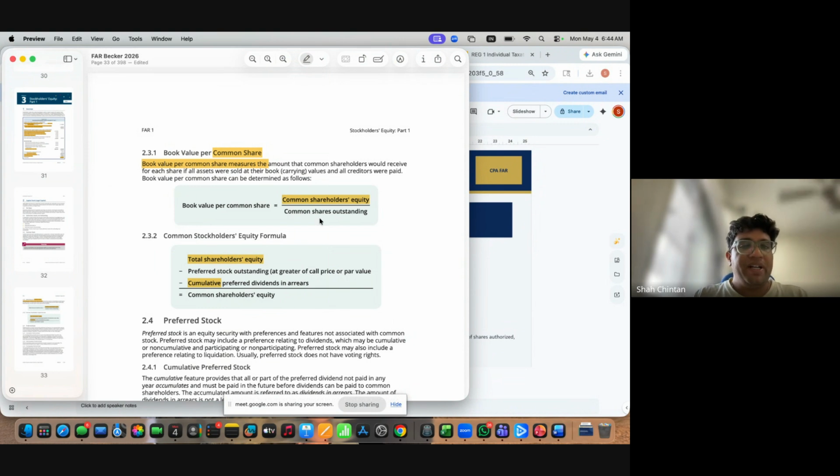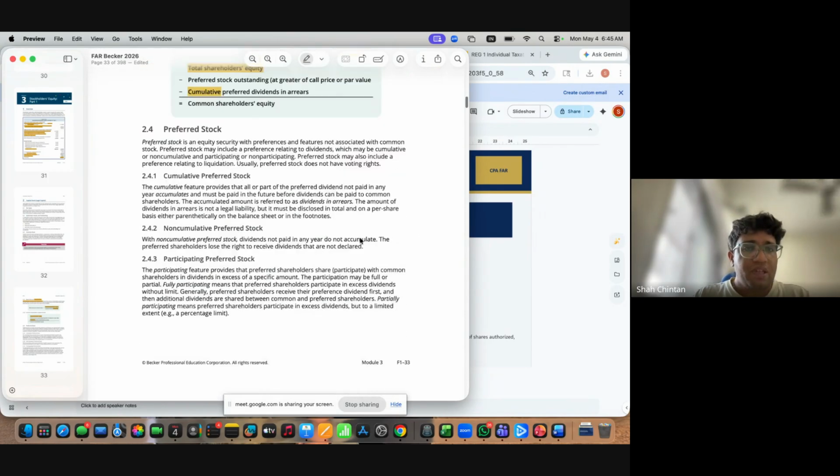And on the denominator side, it is the number of common shares which are outstanding. Important word is outstanding, not issued. Outstanding means currently कितने shares market में है जो income generate कर रहे हैं. Clear with the formula? One very simple basic formula. I don't expect questions around this, but important to understand.